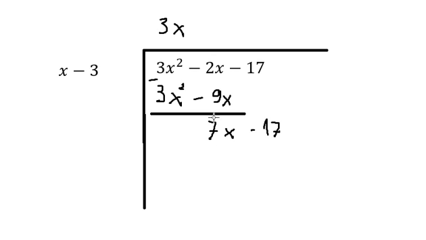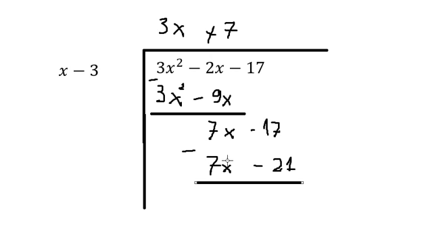Next, we have number 7. So that means we need to multiply by 7 in here. 7 times x, so you get 7x. 7 times negative 3, you get negative 21. And we need to subtract the two equations. This one minus this one, they will cancel. Negative 17 minus negative 21, you will get 4. And 4, this is the remainder.